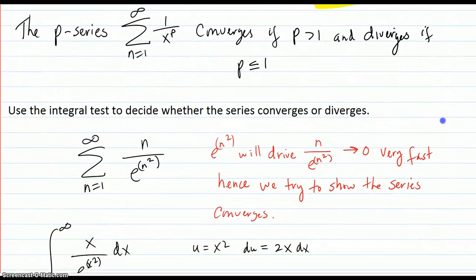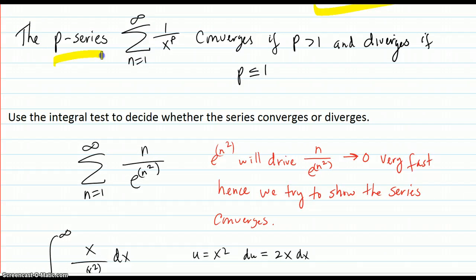Also, we have notes about the p series. That's 1 over x to the p. And just like the integrals did, if p is greater than 1, that's when the series converges, and it diverges if p is less than or equal to 1.